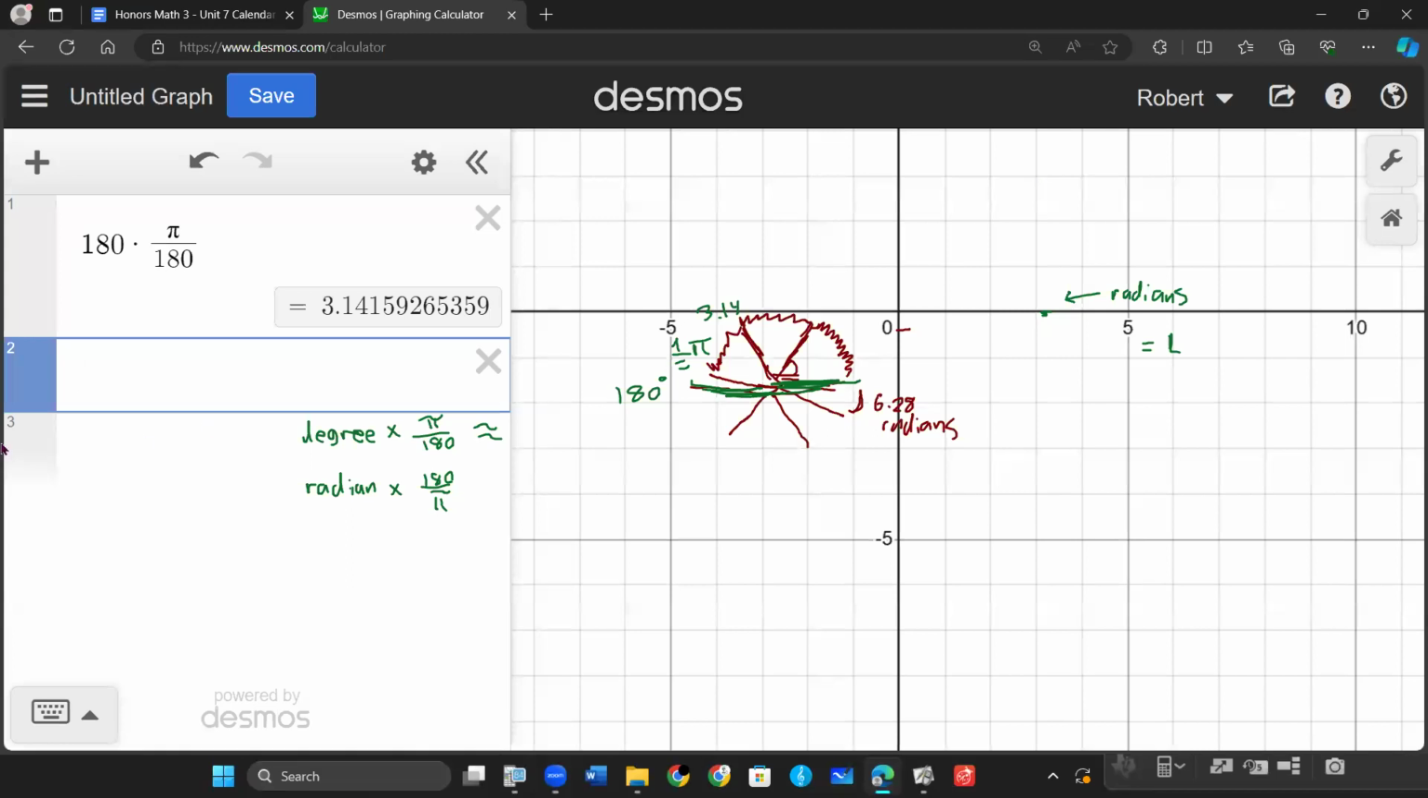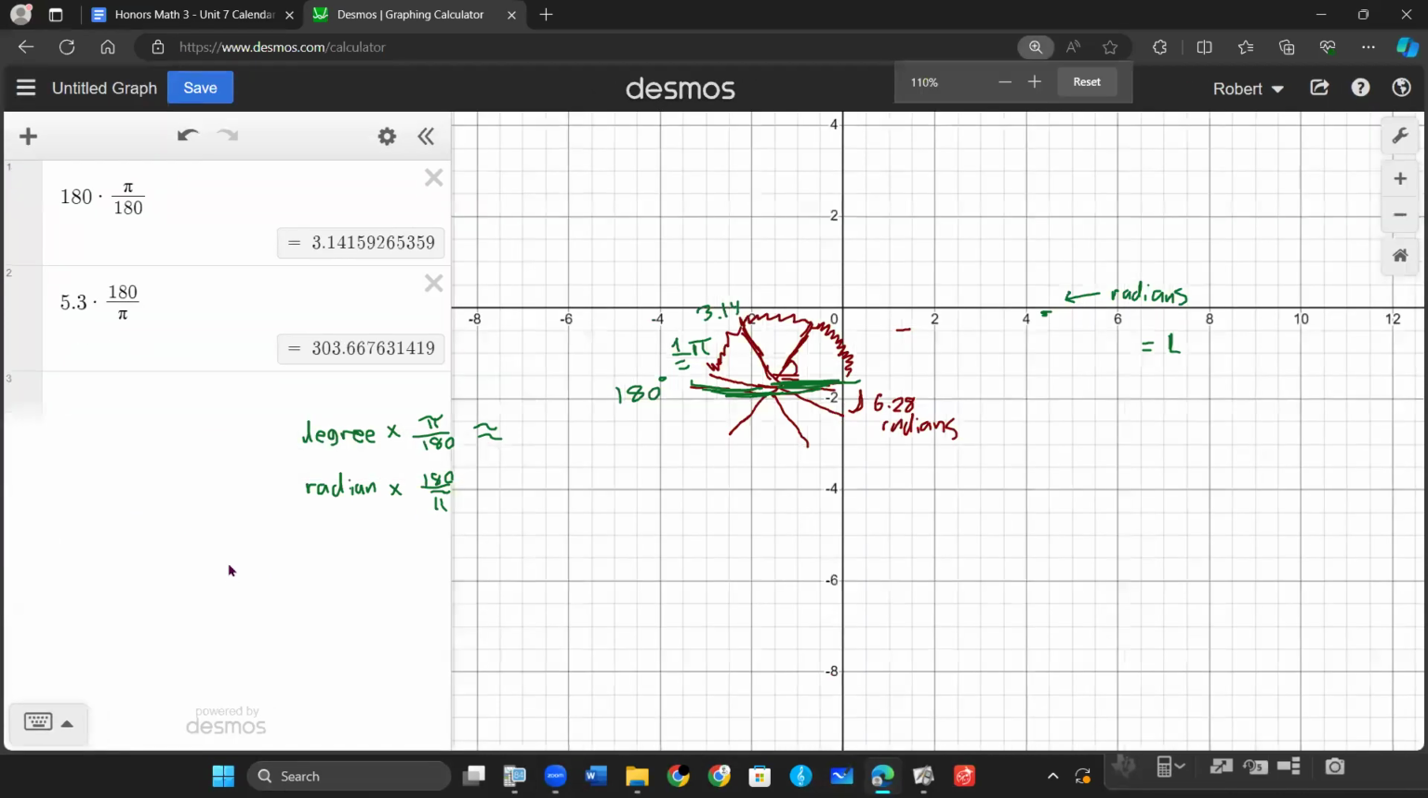So suppose I give you in a circle 5.3 radians, and I want to know how many degrees that is approximately. I would multiply it by 180 divided by pi, basically flipping that fraction. And you would get about 303.66 degrees.